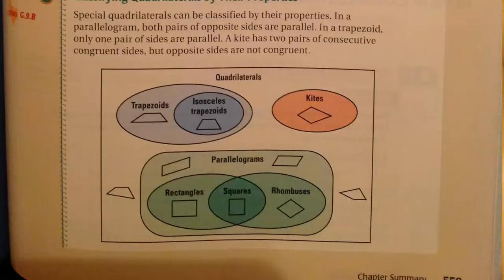Some properties of parallelograms consist of opposite sides being congruent, diagonals bisect each other, opposite angles are congruent, and consecutive angles are supplementary. I used that term earlier. Last but not least, here's a picture of how you can classify quadrilaterals by their properties.